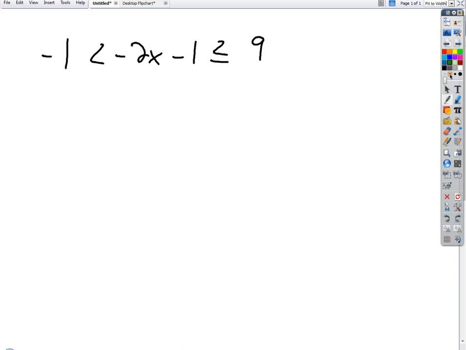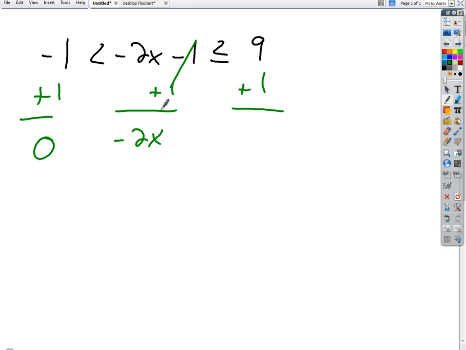First, we'll add 1. Okay, and we'll see what happens to all three parts. On the left, I get 0. In the middle, I get negative 2x, because the 1's cancel. Good. And on the right, I get 10. Okay, have the inequality signs flipped yet?